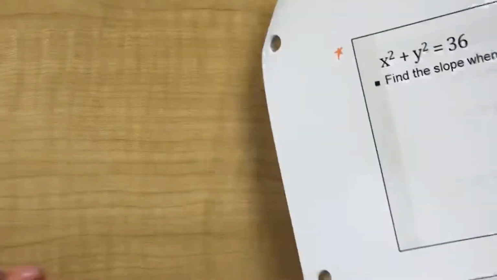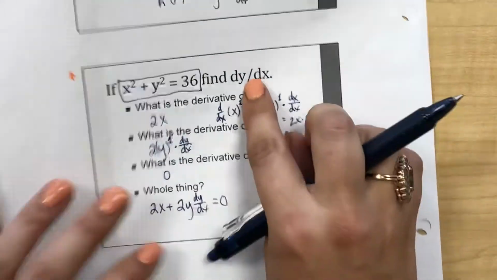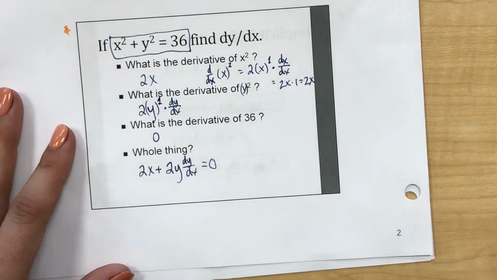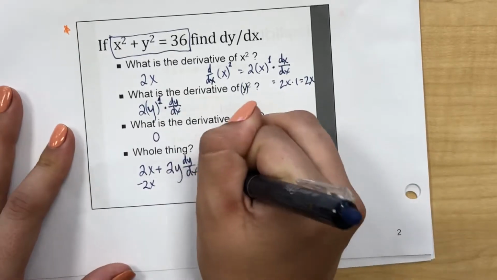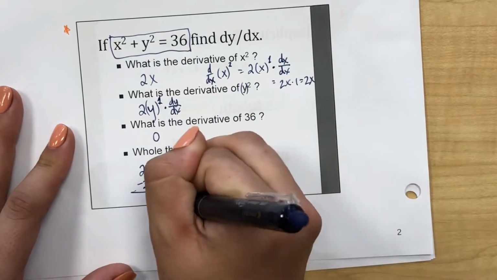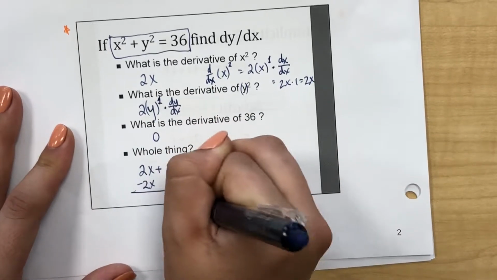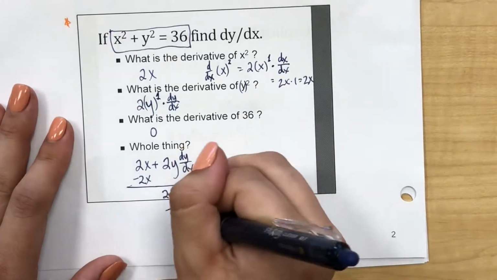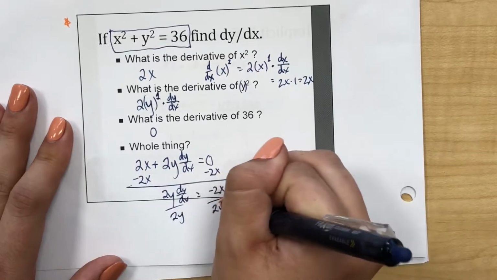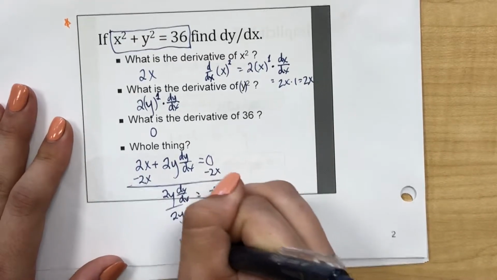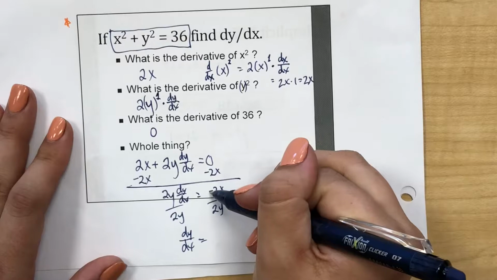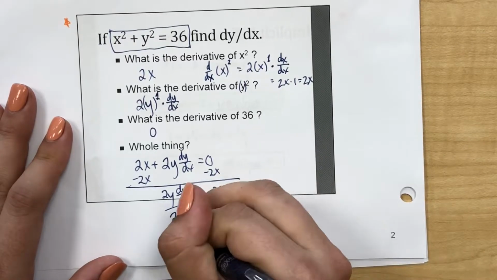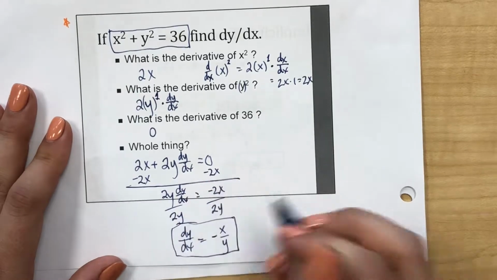Now I'm going to isolate dy/dx. So what should I do first to isolate dy/dx? Subtract 2x from both sides: 2y dy/dx equals negative 2x. Now I'm going to divide by 2y on both sides. So dy/dx equals, the 2's can cancel, so negative x over y. So that is my derivative solved for.